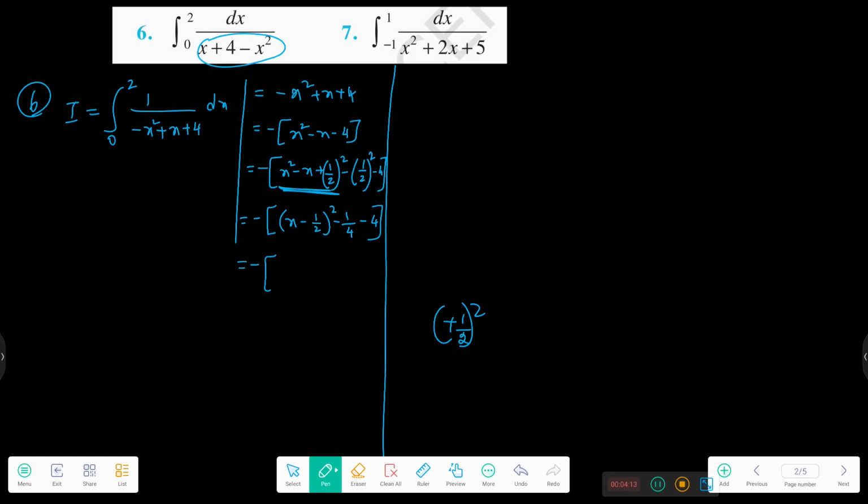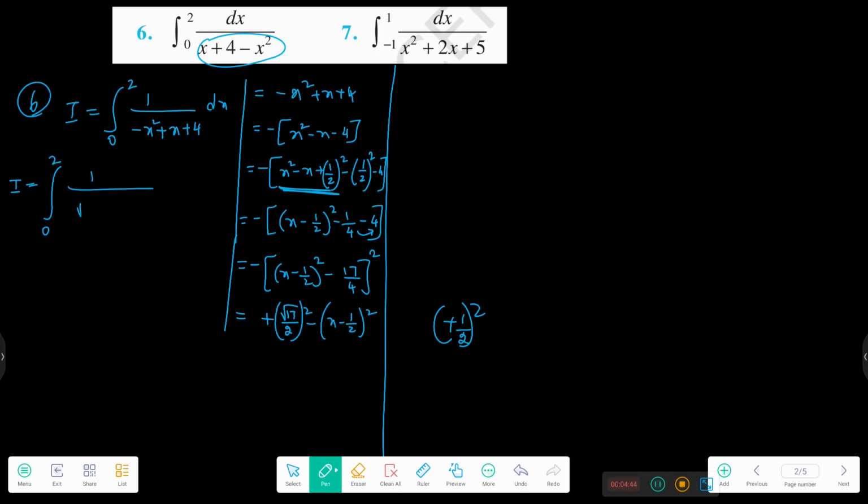When you cross multiply, what am I getting? x minus 1 by 2 whole square minus, 4 fours are 16, 16 and 1 is 17, divided by 4, the whole square. When you multiply the negative inside, minus became plus, so you can write root 17 divided by 2, the whole square, minus x minus 1 by 2 whole square. So the question became like this. Now you can rewrite the question as the integral from 0 to 2 of 1 divided by root of root 17 divided by 2 the whole square minus x minus 1 by 2 the whole square into dx.